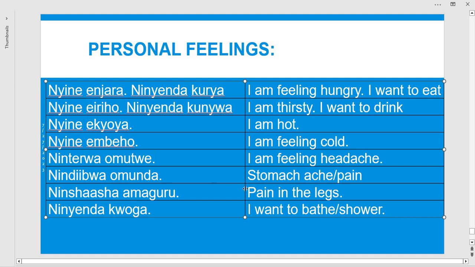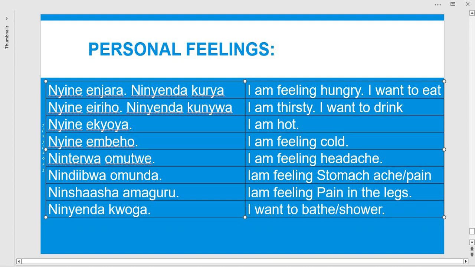Nindibwa omunda. That means I am feeling stomach pain. Stomach pain or stomach ache. Ninshasha amaguru. I'm having pain, feeling pain in the legs. Ninyenda koga. I want to bathe or I want to shower. So these feelings you can express when you're in Ankole.